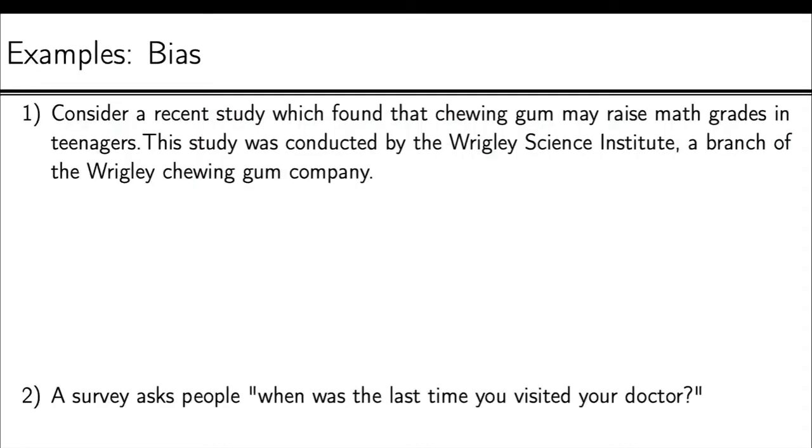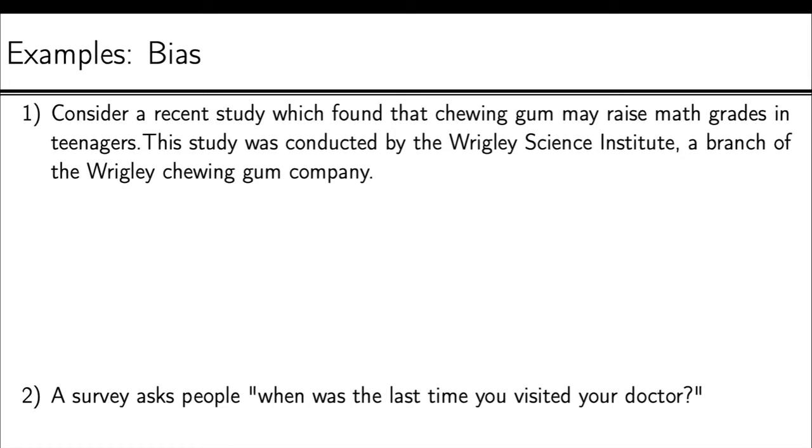Let's see if we can identify these different sources of bias. Consider a recent study which found that chewing gum may raise math grades in teenagers. The study was conducted by the Wrigley Science Institute, a branch of the Wrigley Chewing Gum Company. So if you're reading this, it should be a red flag pretty quickly, right? Oh, Wrigley Chewing Gum.